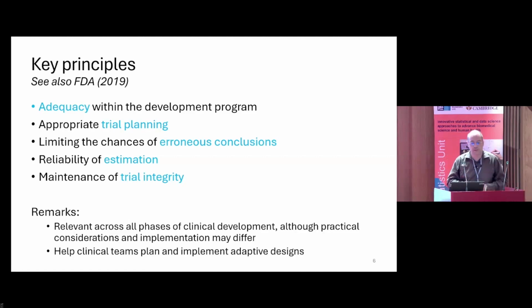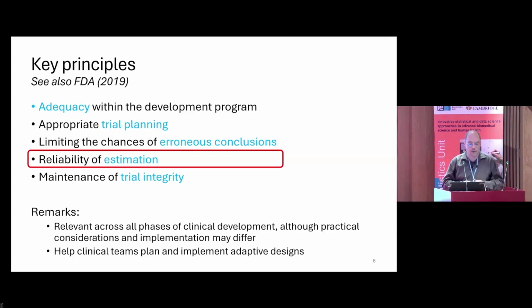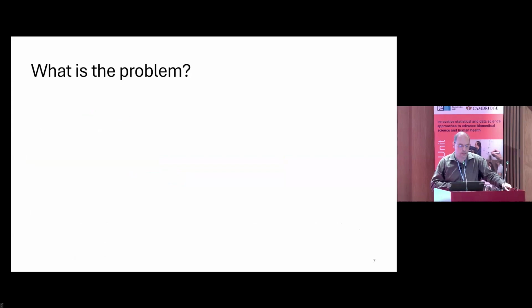So for the rest of this presentation, I would like to focus specifically on reliability of estimation. And Philip Parman already in the morning provided a very nice overview. So, setting the scene. And I will primarily talk about estimation in a confirmatory context. So when it comes to submissions, regulatory approval, and drug labeling.